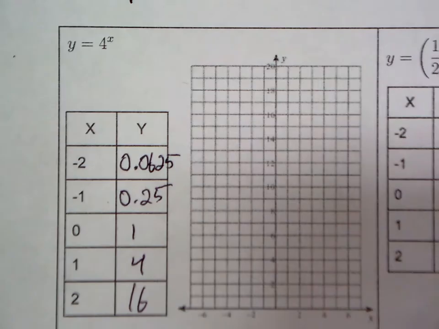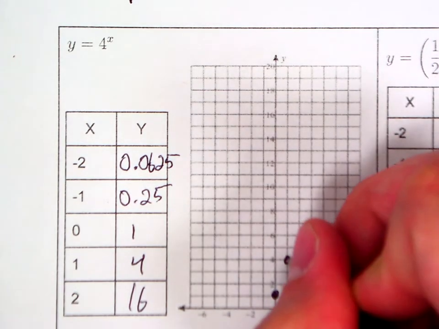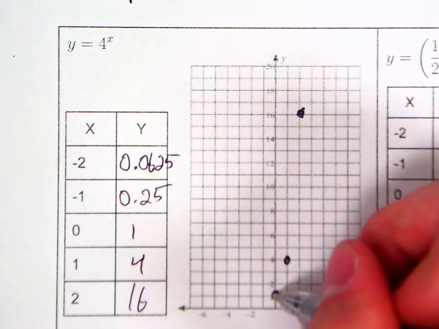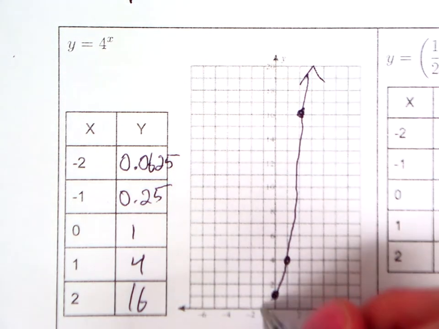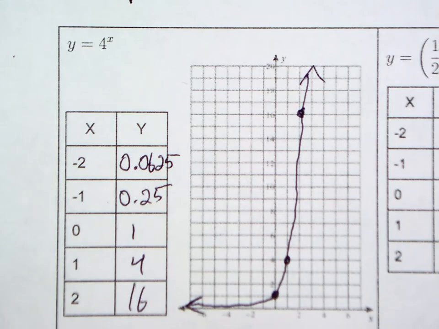Plot a couple points, make them clear. 0, 1, 1, 4, 2, 16. And we can sketch what the rest will look like. Notice here on the left, it's a tail that gets really close to 0 but never actually reaches it.